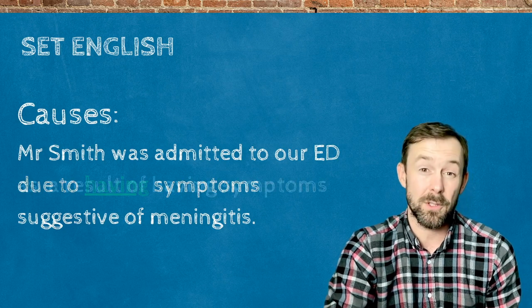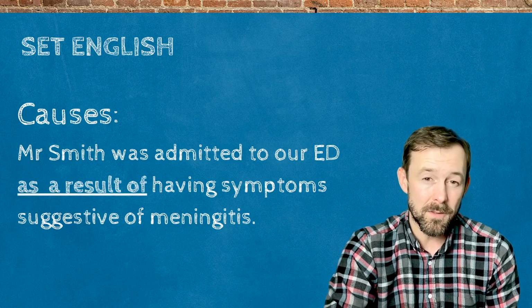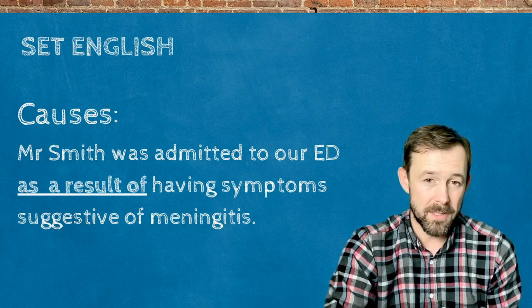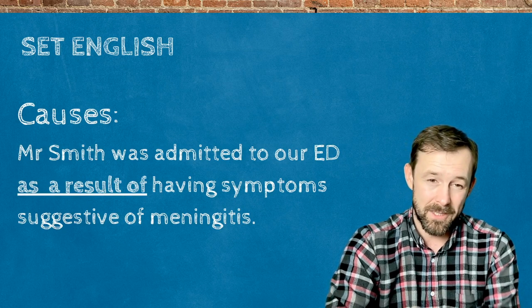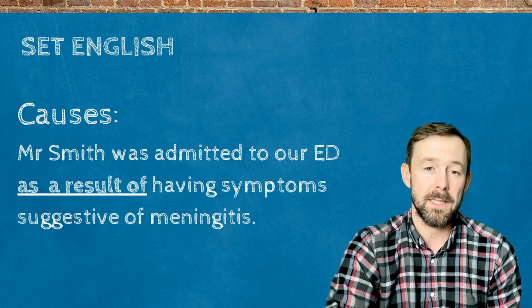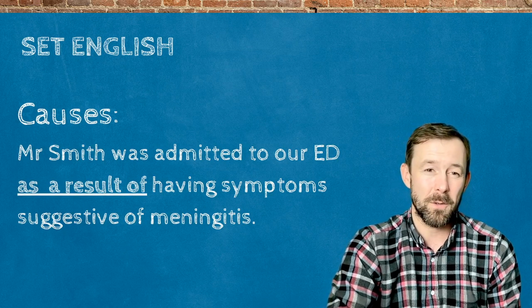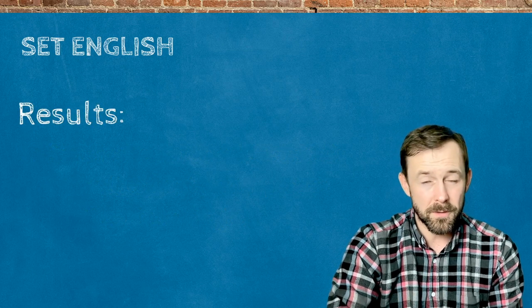So if we look at as a result of, it basically just takes the same place in the sentence as due to. Very, very similar. It's followed by having symptoms suggestive of meningitis, which is the cause of the admission to ED. It's followed by a noun clause. All right, so let's look at results.